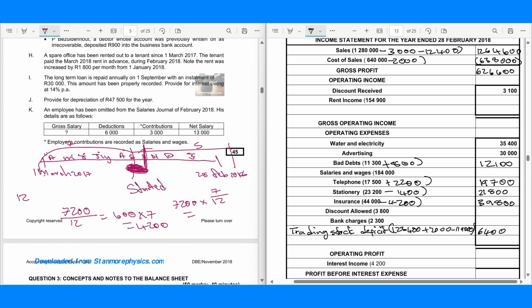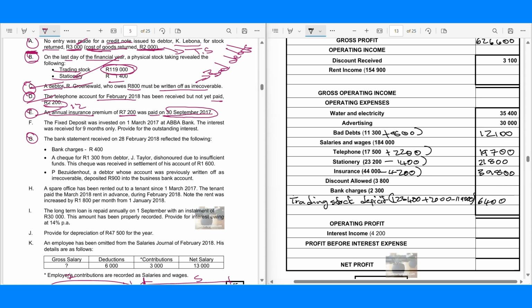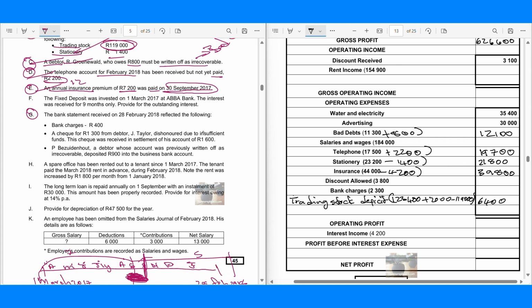So now we go to bank charges, right? We are done with this adjustment. This is prepaid expense, the 4,200, and prepaid expense is recorded in your trade and other receivables. So now, the bank charges received on 28 February 2018. We received a bank statement at the end of the year, the last month, showing 400 bank charges, as they are saying there. We need to add, remember, that's what I always tell you, plus 400.